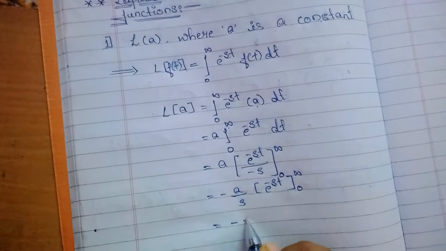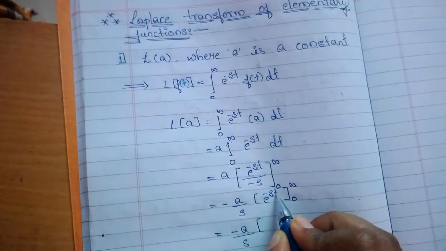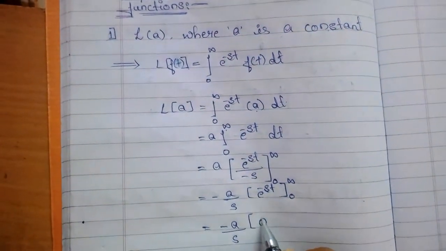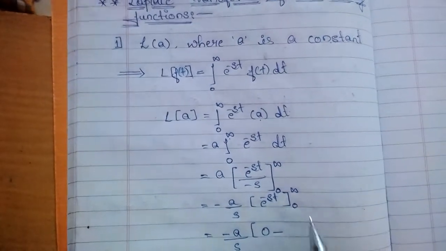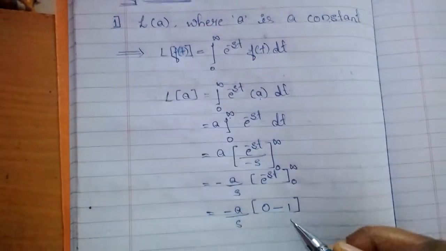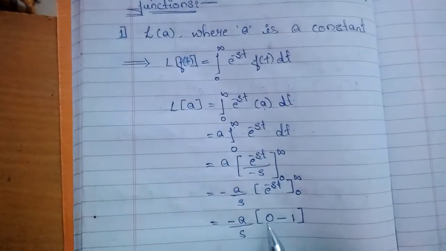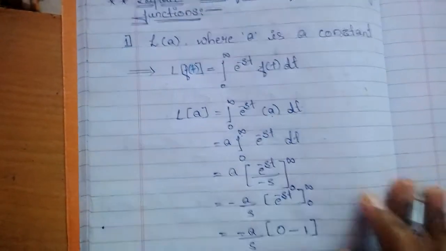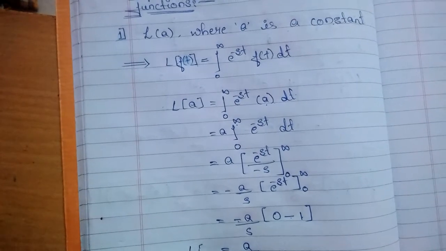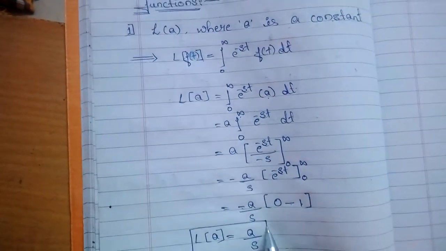Then it will be minus a by s, e raised to minus infinity. E raised to minus infinity value is 0, minus e raised to minus s into 0, which is e raised to 0, value is 1. Therefore, it will be minus a by s into 0 minus 1. Then minus into minus plus. Therefore, this is a by s. L of a, the Laplace transform of a, where a is constant, is equal to a by s.